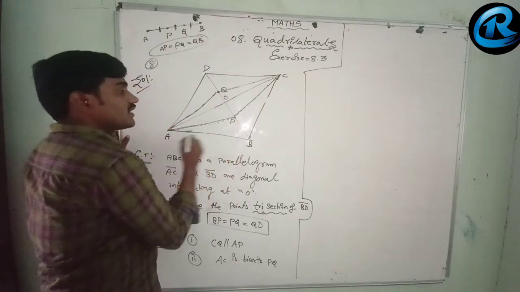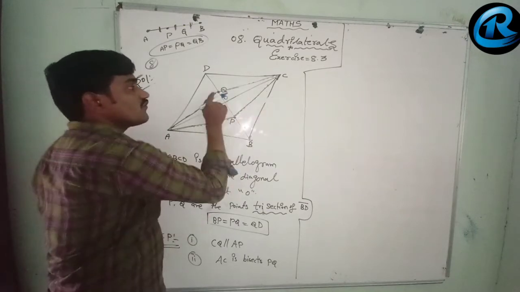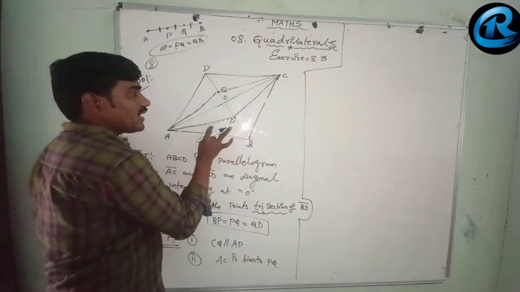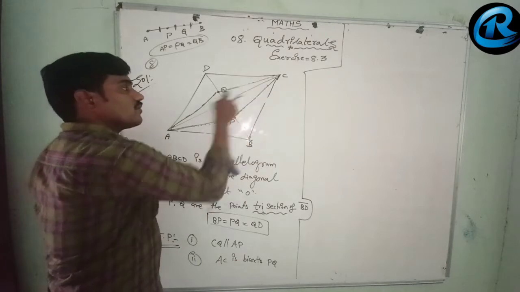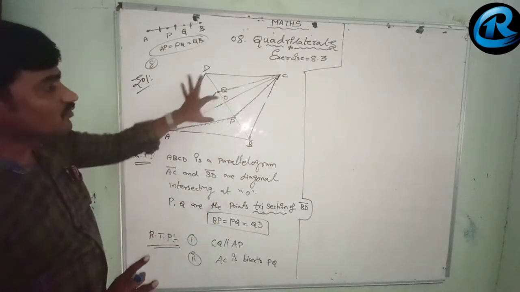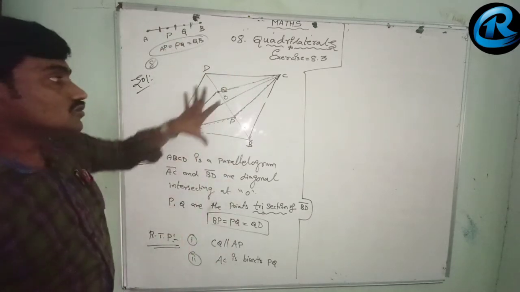So ఇప్పుడు మనము APCQ ని parallelogram ప్రూవ్ చేస్తే సరిపోతుంది. If you prove APCQ as a parallelogram, opposite sides will be parallel. Proof number 1, the diagonals of a parallelogram bisect each other. Proof number 2 will be completed. Only our target is that we have to prove that APCQ is a parallelogram. అది ప్రూవ్ చేస్తే ఈ రెండు కూడా అయిపోతాయి. So let us prove that.